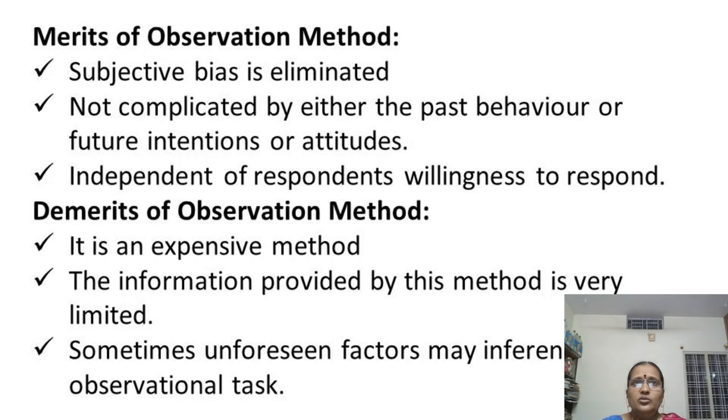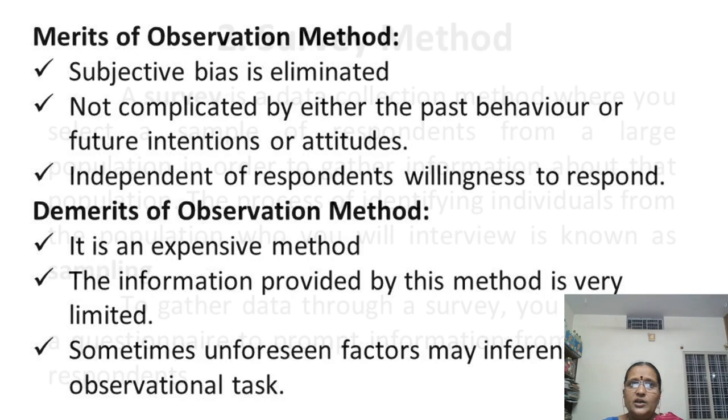Then, to know some of the merits and demerits of the observation method. The merits are like this: subjective bias is eliminated, not complicated by either the past behavior or future intention or attitudes. And third one, independent of respondents' willingness to respond. The demerits are: it is an expensive method. The information provided by this method is very limited. Sometimes unforeseen factors may interfere with the observational task.